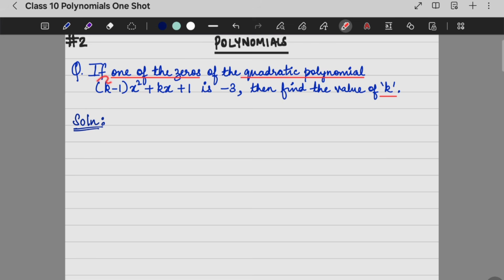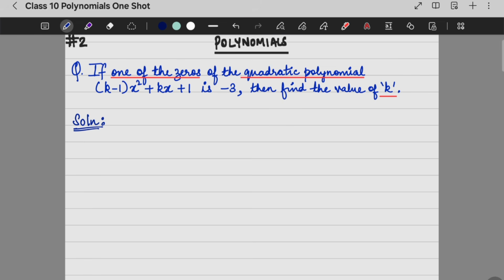Okay, so the first question for today: if one of the zeros of the quadratic polynomial (k minus 1) x square plus kx plus 1 is minus 3, find the value of k. So what are you given? You are given the polynomial and you are also given one of the zeros. What do you mean by zero? That means in this particular polynomial, if you substitute minus 3 instead of x, then the value of that polynomial p of x will be 0.